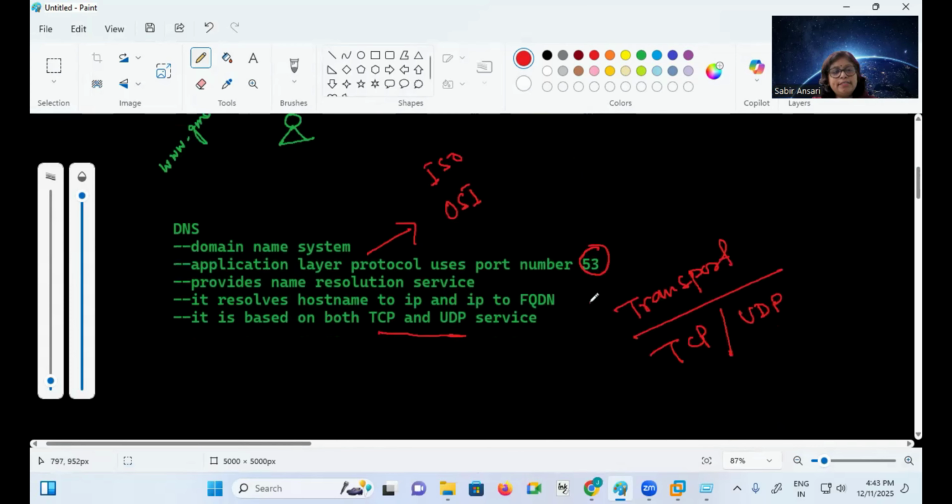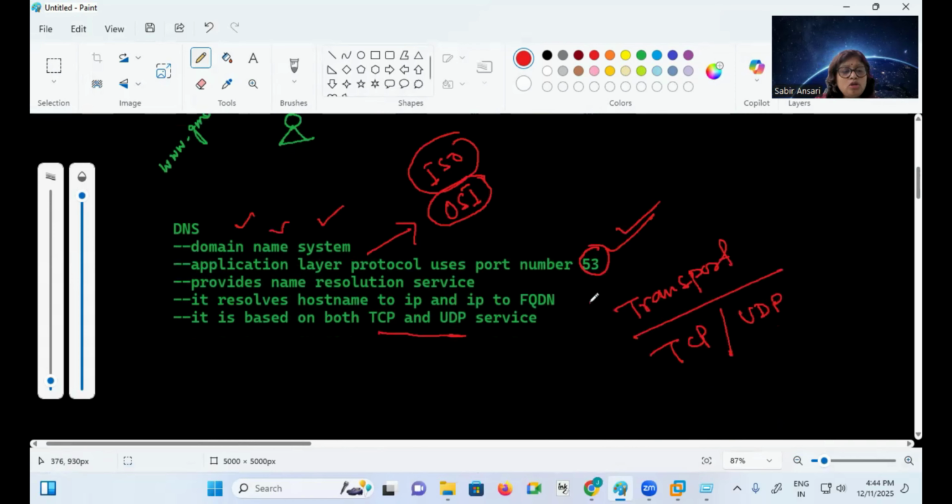The full form is domain name system and it is an application layer protocol. Application layer means in the OSI reference model, which is developed by ISO, this protocol comes under the seventh layer, that is nothing but the application layer. And this protocol uses port number 53.